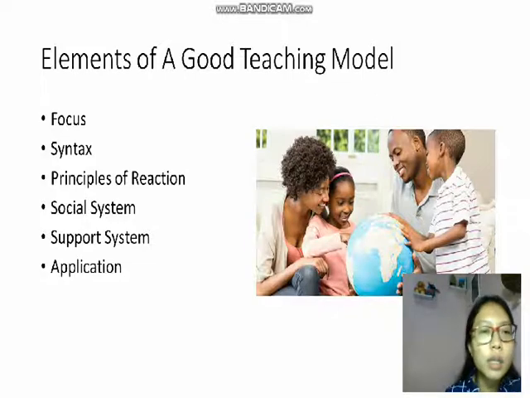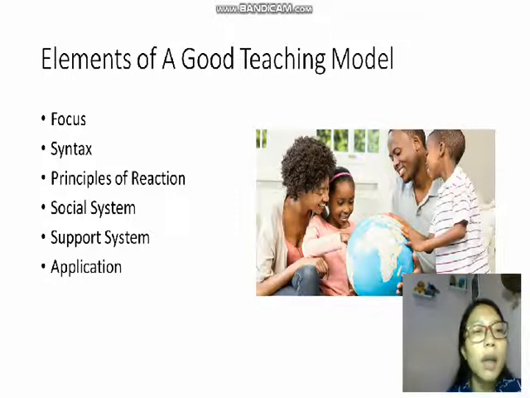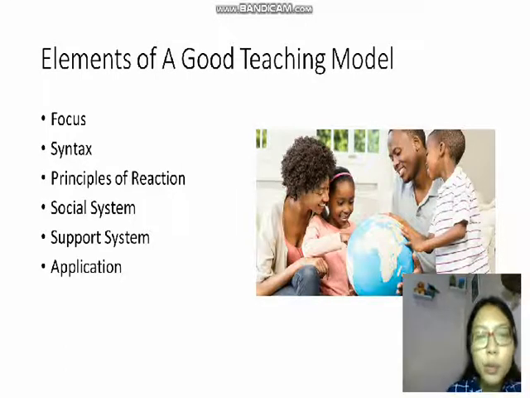Next is social system. It is related to the interactive roles and relationship between the teacher and the student. These elements are observed, and the student behavior is then rewarded when they do good things, and will be punished when they do something bad.